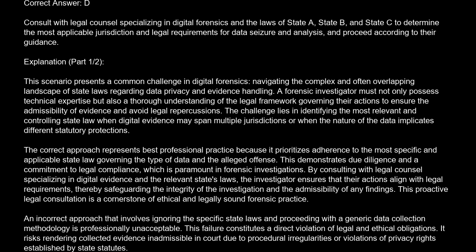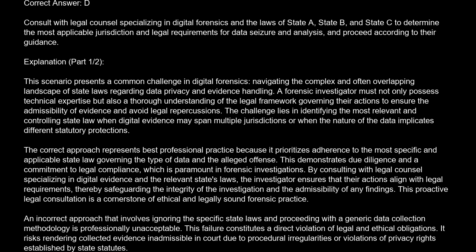By consulting with legal counsel specializing in digital evidence and the relevant state's laws, the investigator ensures that their actions align with legal requirements, thereby safeguarding the integrity of the investigation and the admissibility of any findings. This proactive legal consultation is a cornerstone of ethical and legally sound forensic practice.